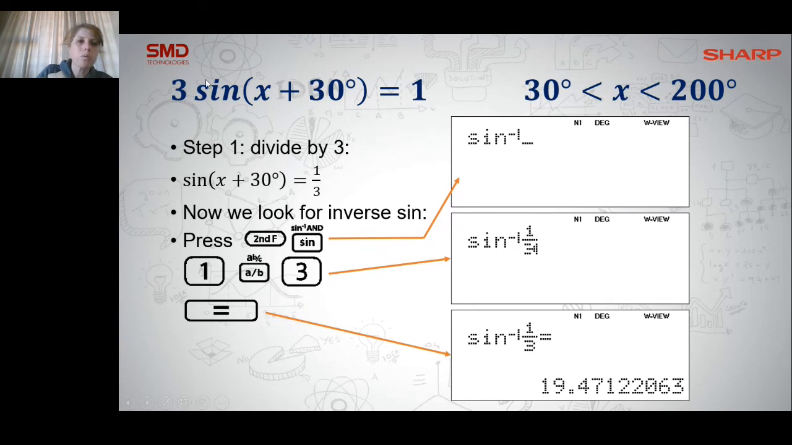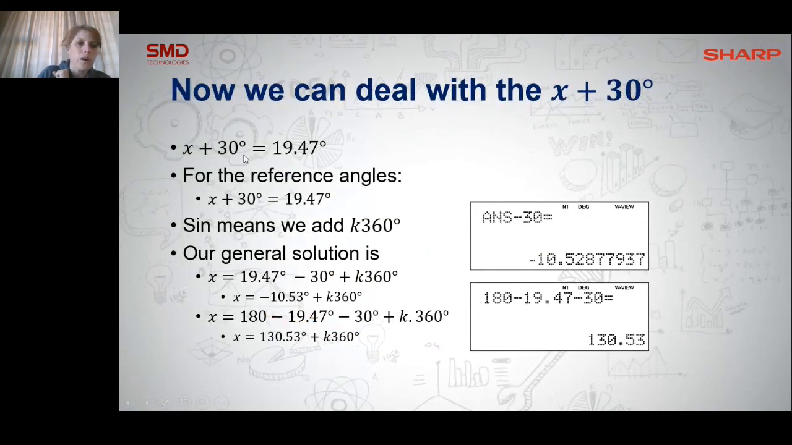Okay, so our first step is obviously to get rid of the thing in front of the sine or attached to the sine, but that's not part of the angle. So we're going to take this 3 to the other side. So we're going to have 1 divided by 3. Now, this is one whole angle. So the next step is to look for the inverse or the arc sine. So it's going to be sine inverse of a third, and that's going to give us a reference angle of 19.47. Okay, so x plus 30 is equal to 19.47.